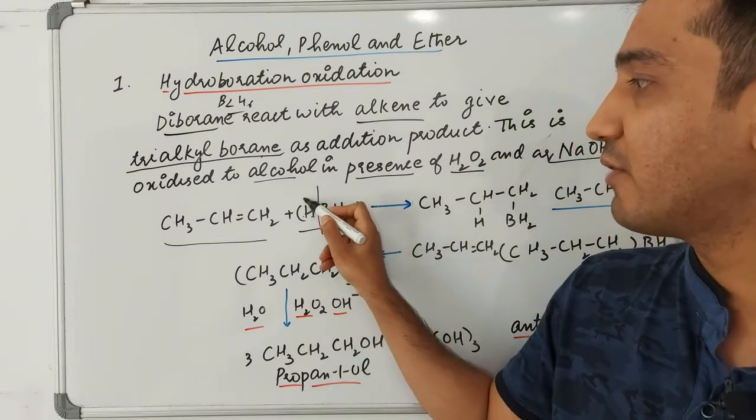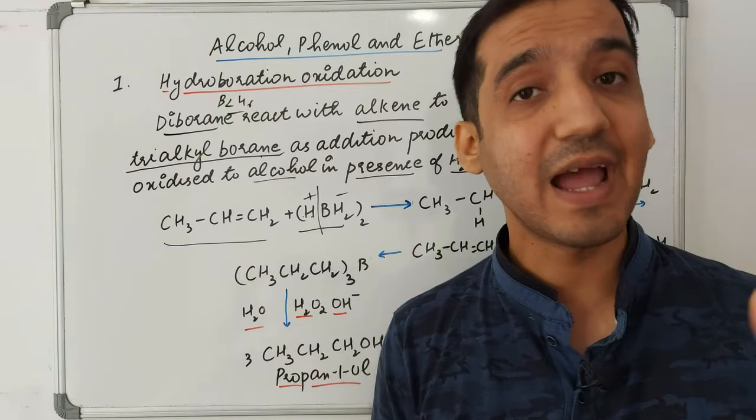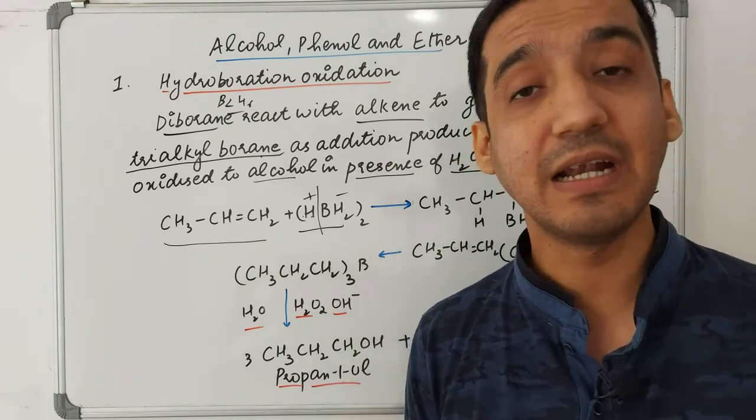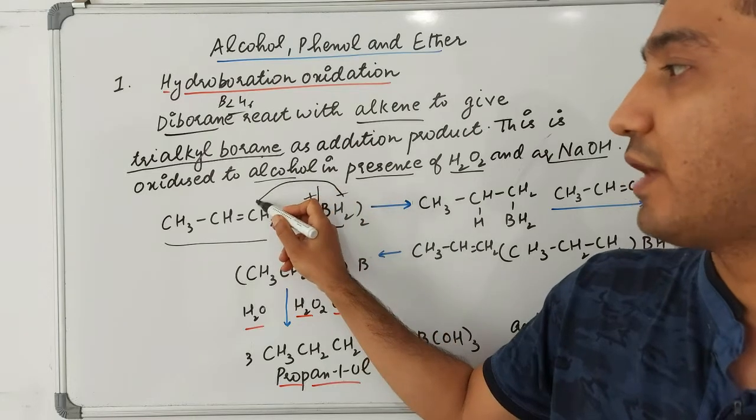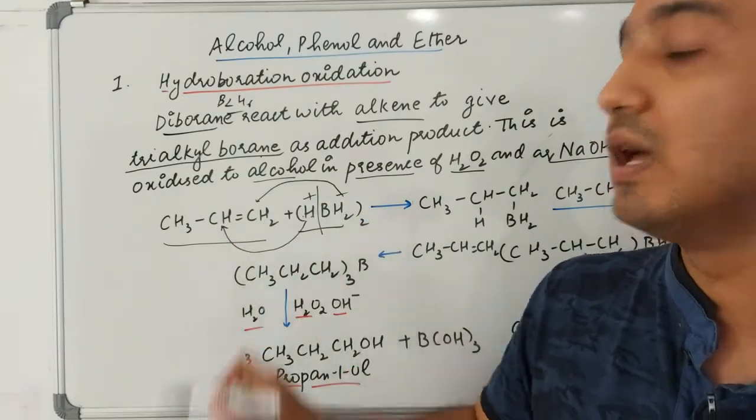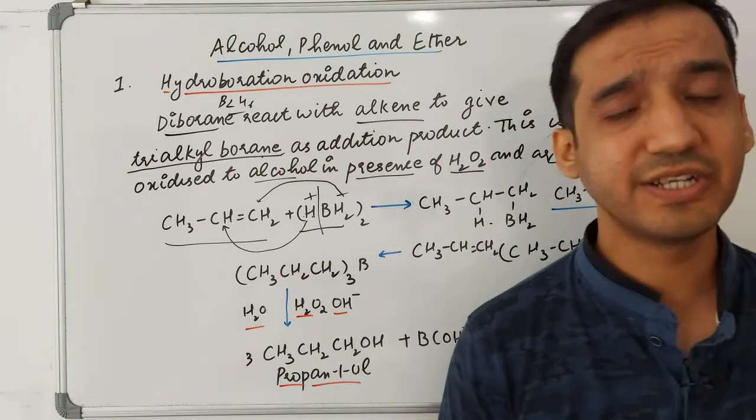What happens? When it breaks, it gives H+ and BH2-, and this addition is against the Markovnikov principle. So this is anti-Markovnikov addition. The negative part will get attached to the carbon which has more hydrogens, and the positive part will attach to the carbon which has fewer hydrogens, resulting in the formation of the first addition product.